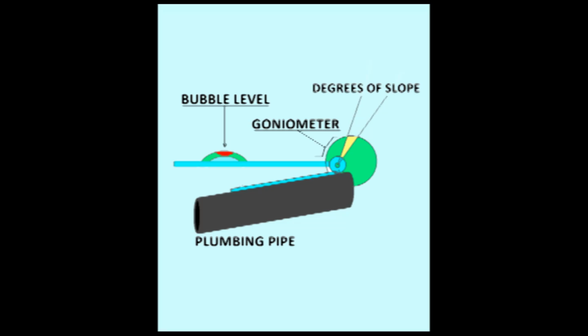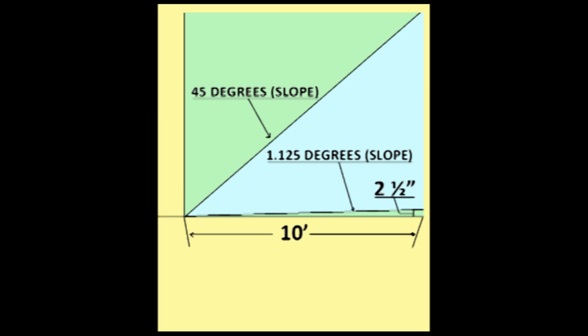Basically, you just place the goniometer on the pipe and lift the measuring wand until the bubble float is centered. If the reading is 1.125 degrees or greater, then you know you're up to code and everything is all right.